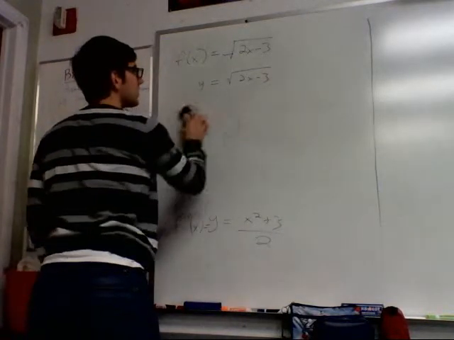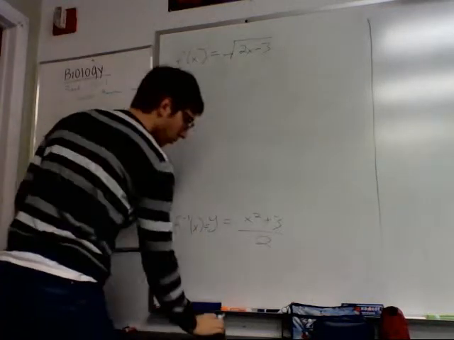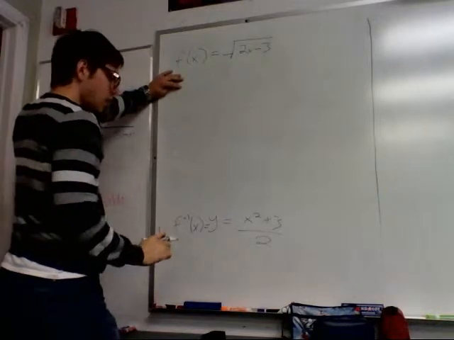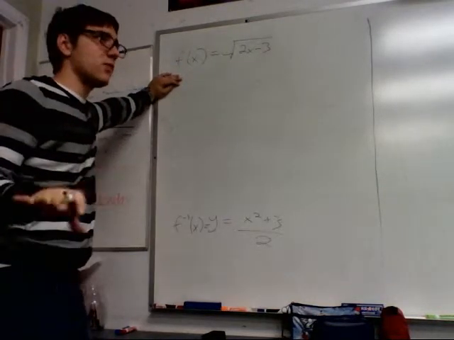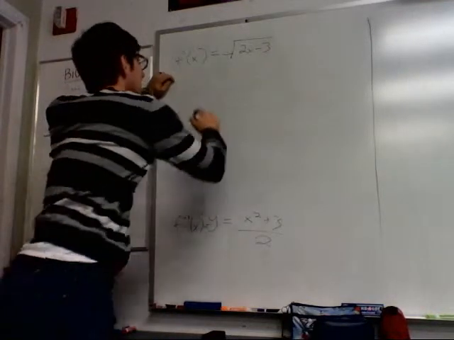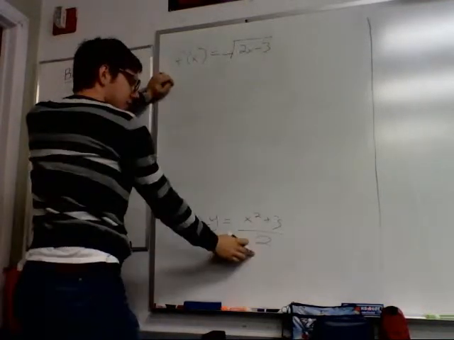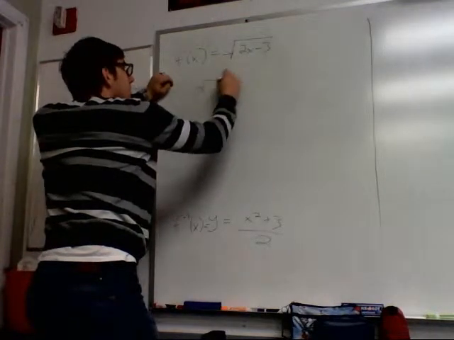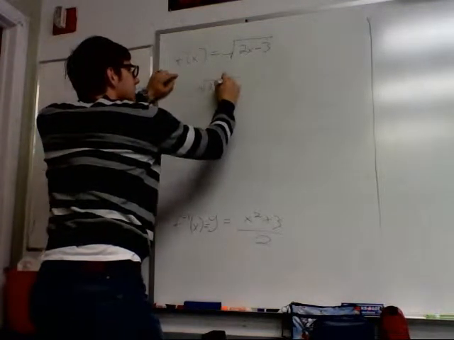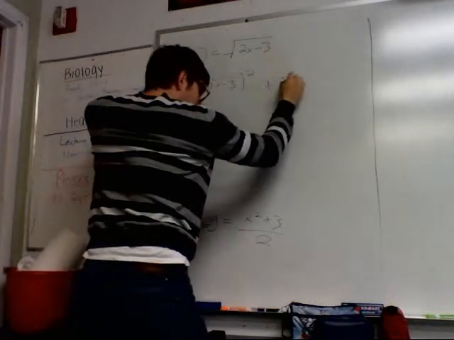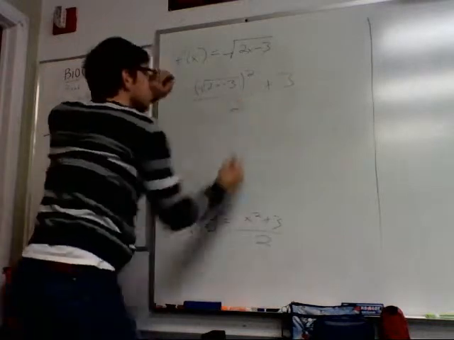Let's do that real quick so we know, okay, is that what we're looking for? Okay. So let's plug in. We can plug in for 1 because if we plug in for 1 we know it's good. So let's do that real quick. So we have x squared plus 3 over 2. So let's plug in f of x. 2x minus 3 squared plus 3 over 2, okay?